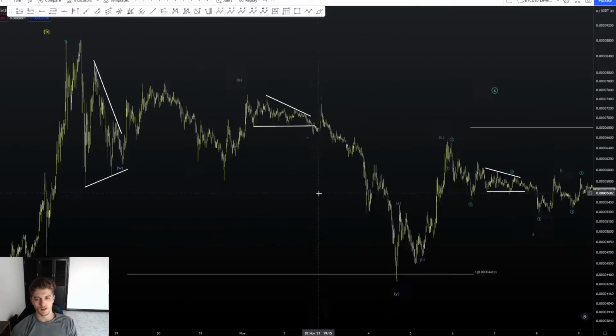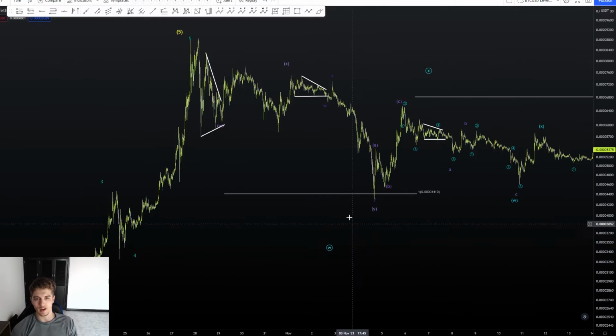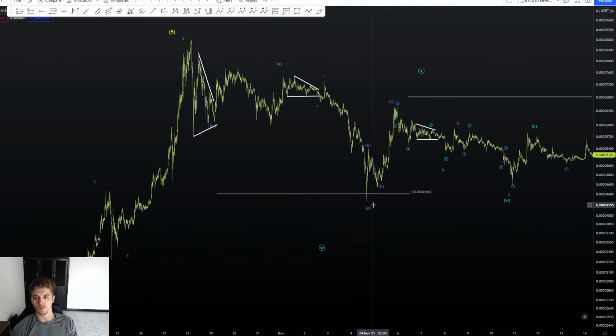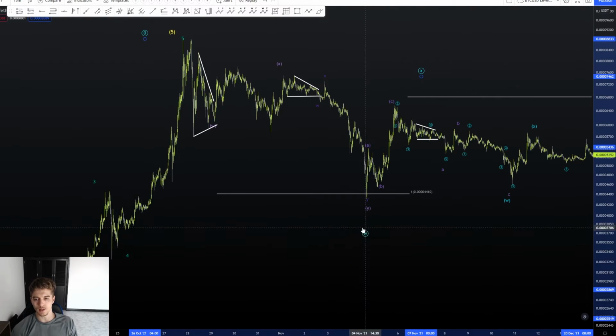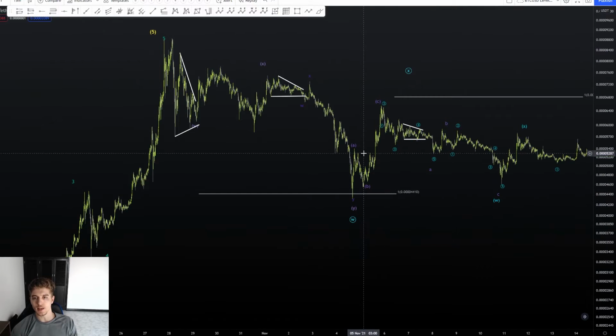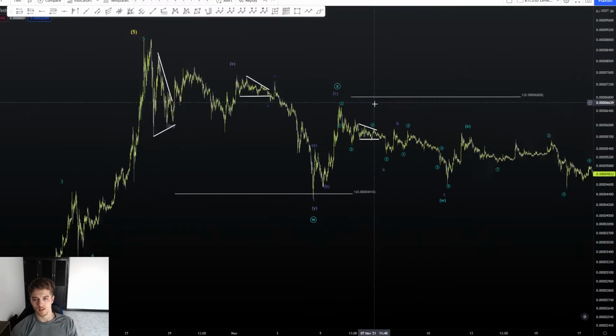Here we are. Yeah, so this would probably be an A, B, C for this Y wave to complete this I. So this would be completing a minuet wave Y. And this would actually complete a minute wave W. Then moving on to this section, we have an A, B, C. This would all be a zigzag. So this would complete a minute wave X.